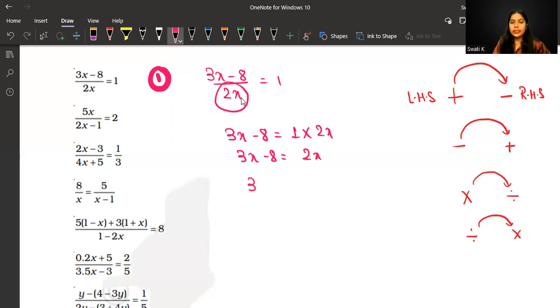So this is 3x. I have to keep the x terms together, because we need to find out the value of x. So 3x as it is. Now this plus 2x, I'll shift it to the other side, so it will become minus 2x, because that's the rule. And this minus 8, I'll shift it to the other side, so minus will become plus, so it is 8. Now 3x minus 2x is 1x, which is the same as x only, and this is 8. So the value for the first one is x equals 8.